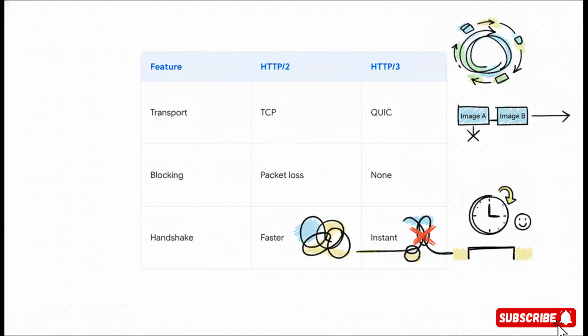HTTP/3 takes a huge, radical step. It completely ditches the old TCP protocol for a brand new transport protocol called QUIC, which operates over UDP. This delivers instant zero round-trip time handshakes, and the best part, it completely eliminates head-of-line blocking. So if a data packet for image A gets lost in transit, image B just continues to load right alongside it without any pause or interruption whatsoever. It's a real game changer.